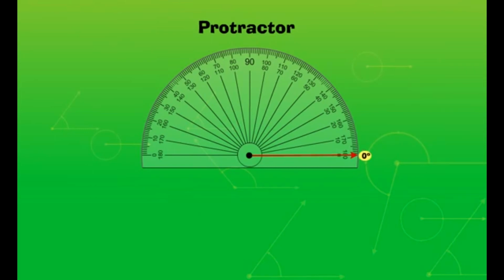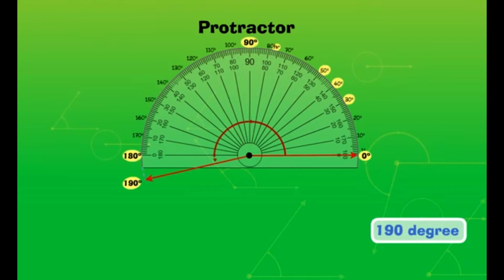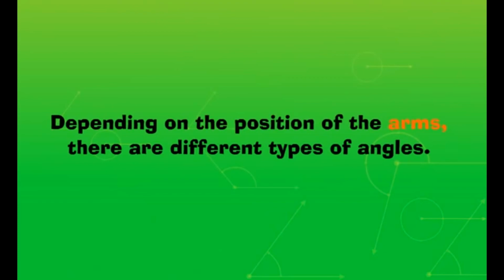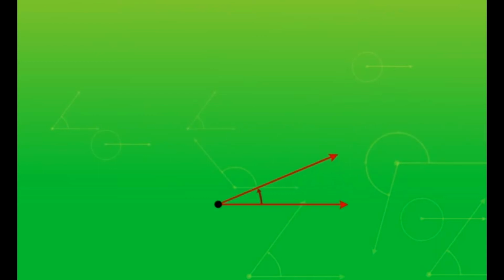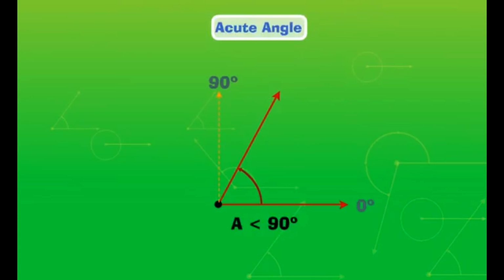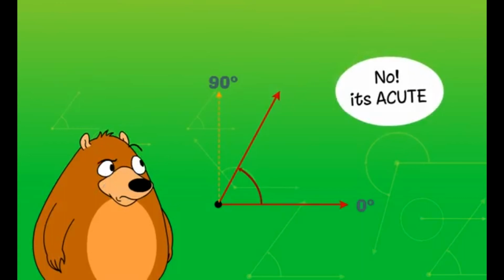As you can see, the arms of the angle can take any position. Say 30 degree, 40 degree, 50 degree, 75 degree, 190 degree, 245 degree. Depending on the position of the arms, there are different types of angles. Let's learn about them. An angle whose measure is more than 0 degree and less than 90 degree is called an acute angle. Acute angles are smaller than other angles.